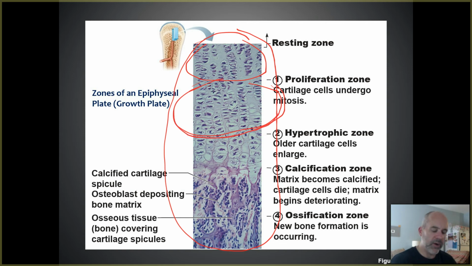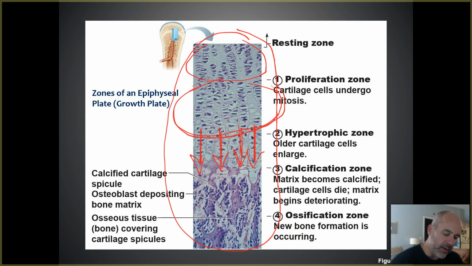These cells down in here are undergoing mitosis, and they're dividing and kind of pushing the older cells downward like this. It's kind of like what goes on in the skin. Remember how the epithelial cells kept getting pushed upward and upward and upward? Here the cartilage cells are moving downward as the growth plate continues to expand.